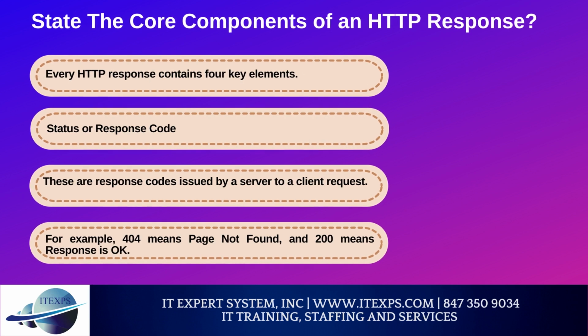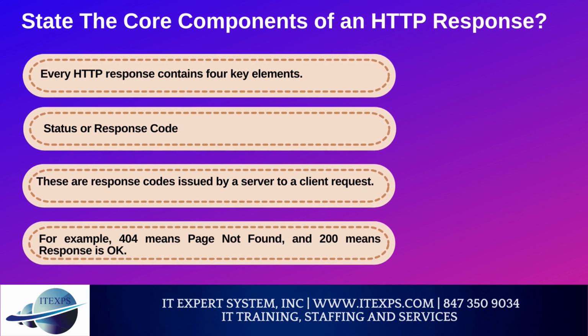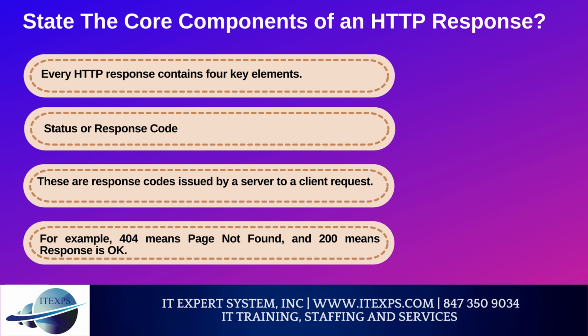6. State the core components of an HTTP response. Every HTTP response contains 4 key elements. Status or response code. These are response codes issued by a server to a client in response to a client's request. For example, 404 means page not found, and 200 means response is OK. HTTP version. Describes HTTP version, for example HTTP v1.1. Response header. Includes information for the HTTP response message. For example, content type, content length, date, status and server type. Response body. It contains the data that was requested by a client from the server.